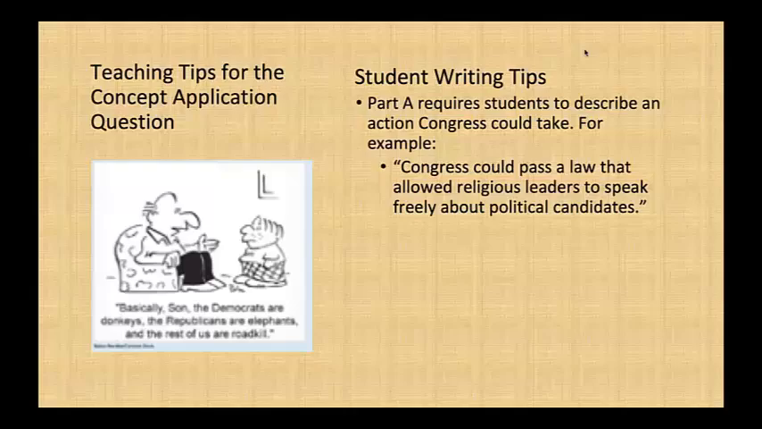Technically, it's a correct answer, but it's not enough of a description for a reader to understand that the kid fully gets the scenario. So I'm encouraging my kids right now, and I have some who are still really struggling with this, to take that one step further. If Congress is going to pass a law or the executive is going to take an action, be really clear about what that law or action is.